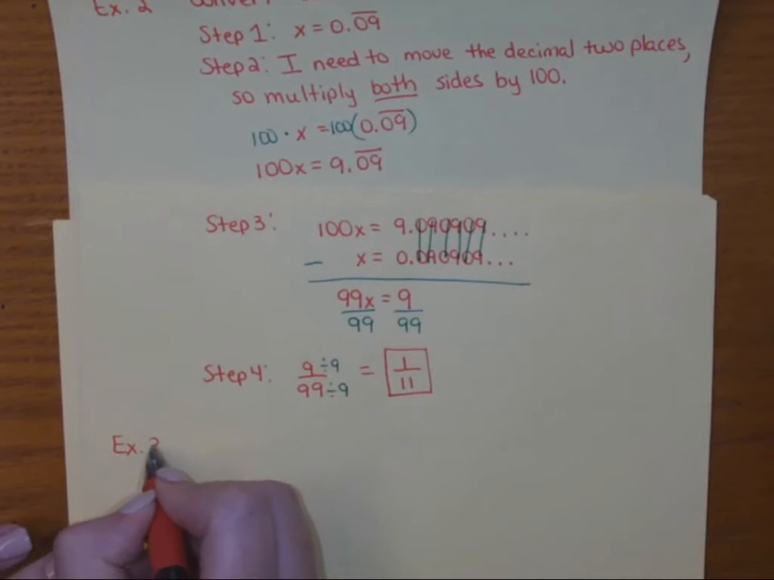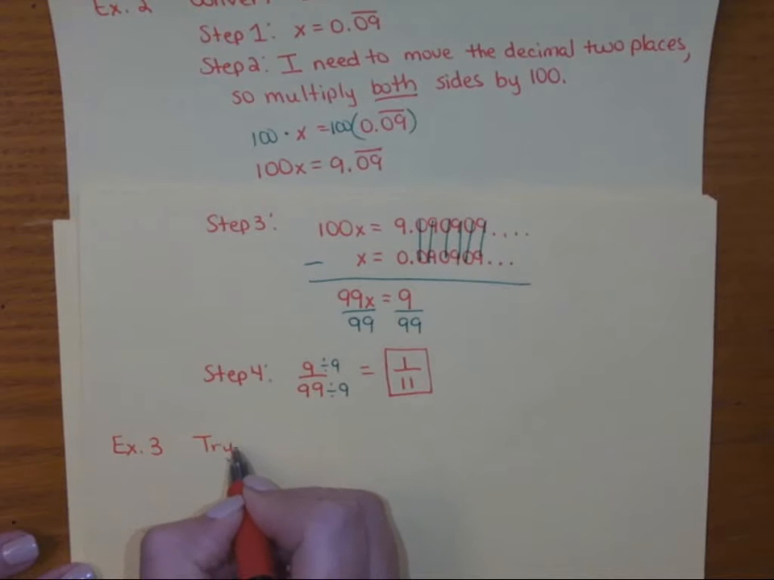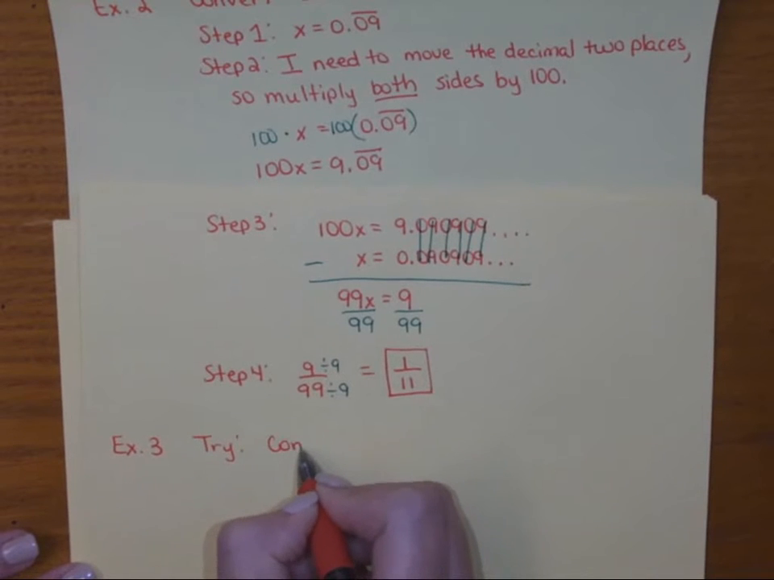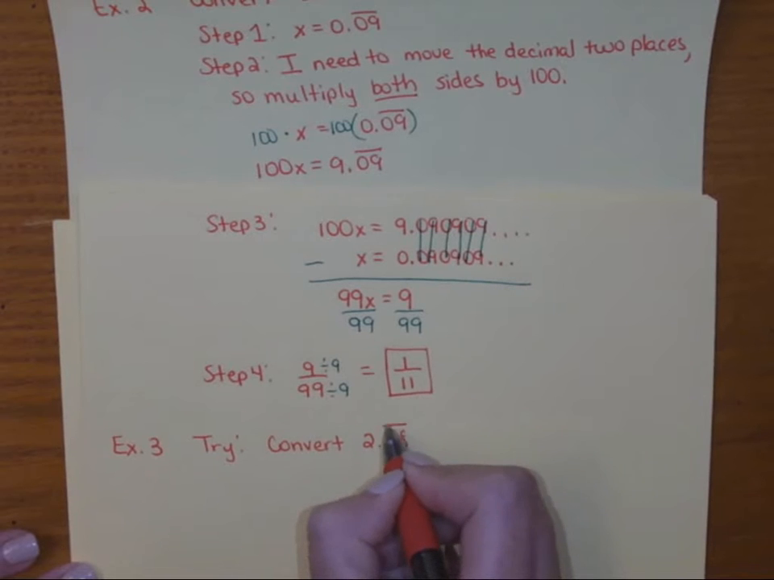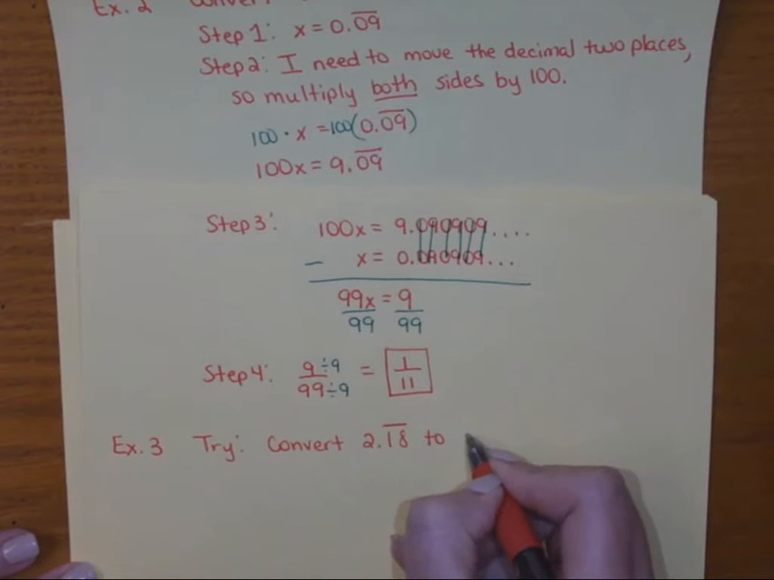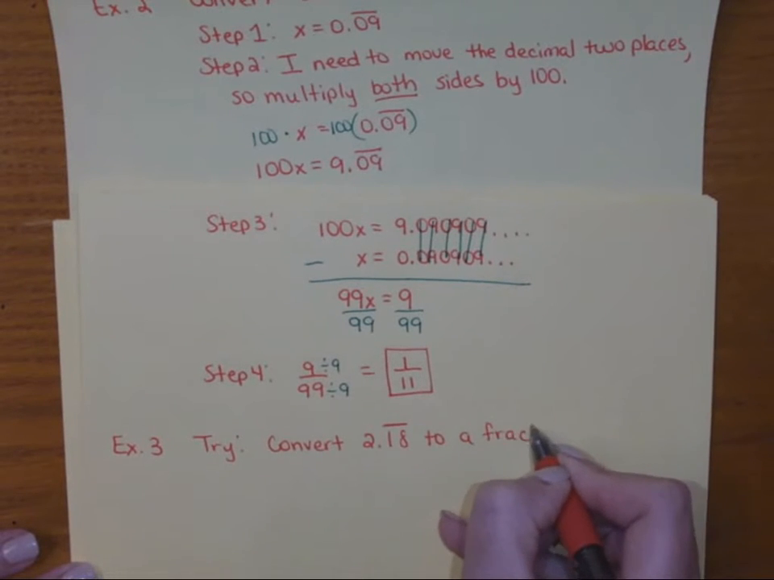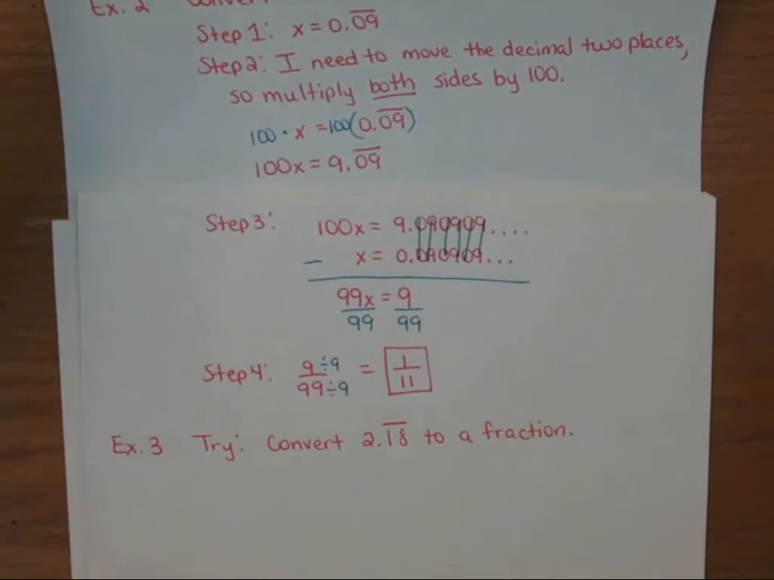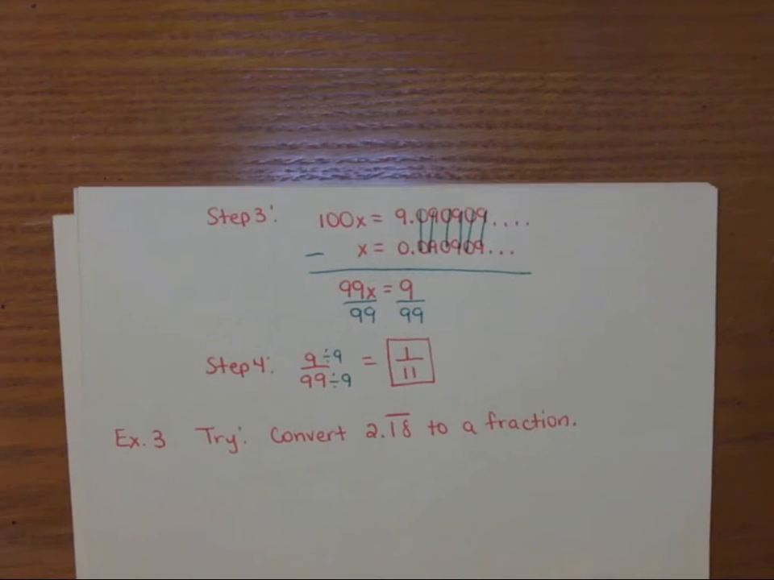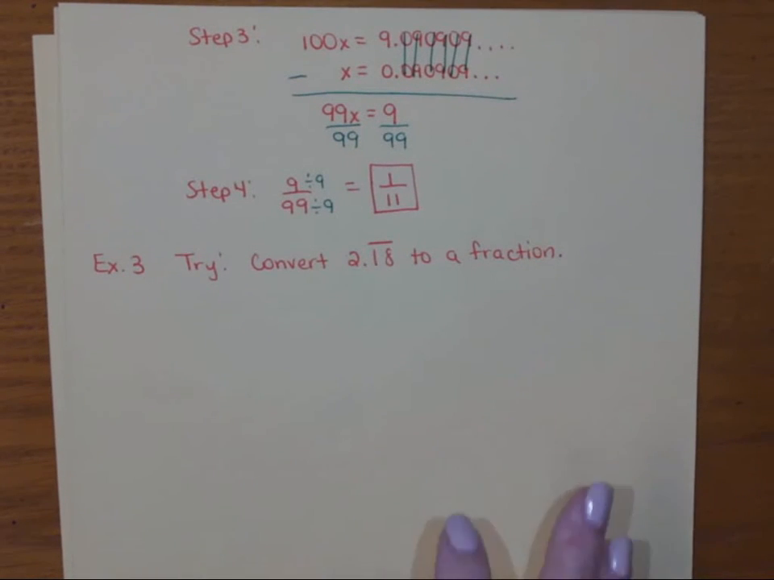All right, so I want you to pause the video and try one on your own. I want you to try to convert 2.18 with a bar over 18 to a fraction. Okay, so pause the video and see if you can do that one using the method that I just showed you.